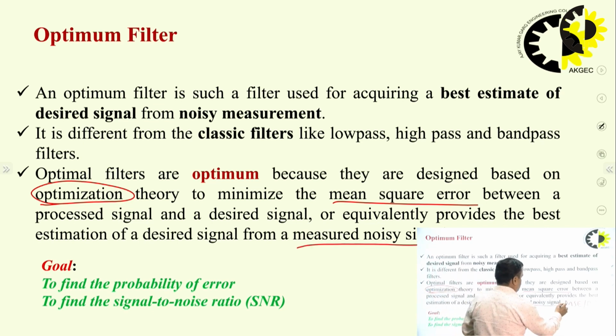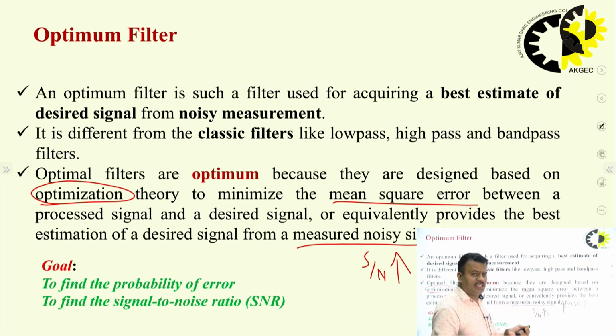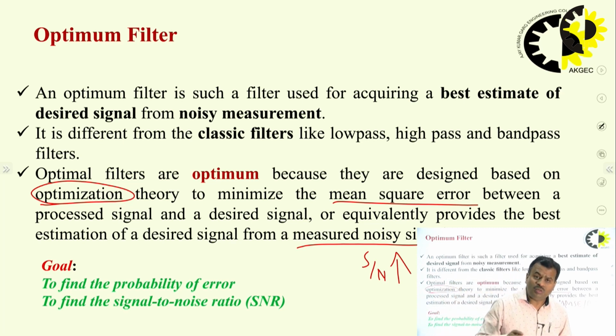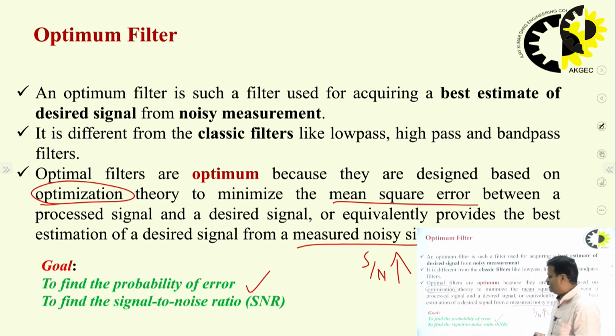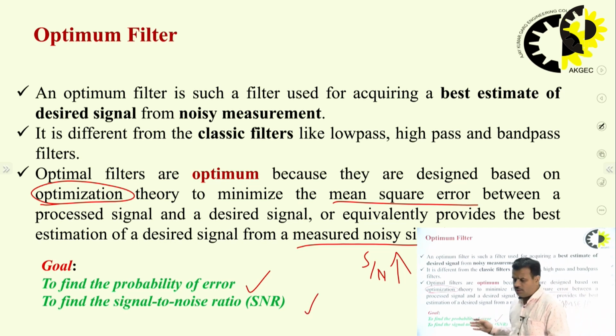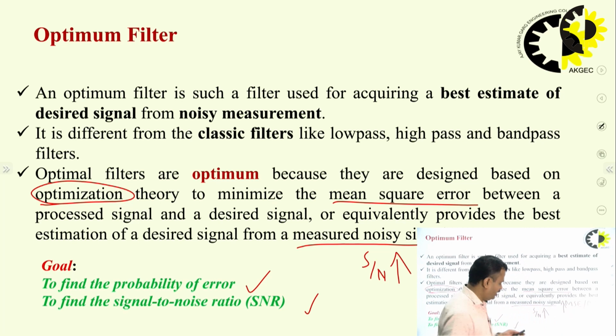So minimize the MSE and maximize the signal to noise ratio, so that you can get the optimum results and you will be able to design the optimum filter in that condition. So what is the goal? What is the objective? To find the probability of error. At first you have to determine the probability of error, the bit error rate, and find the signal to noise ratio. I will also tell you the expression for getting these values, probability of error and signal to noise ratio, in case of the optimum filter.